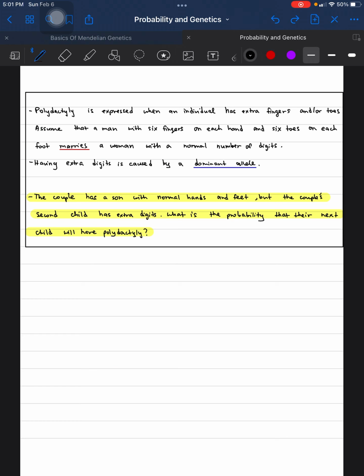The first question says polydactyly is expressed when an individual has extra fingers and or toes. Assume that a man with 6 fingers on each hand and 6 toes on each foot marries a woman with a normal number of digits. Having extra digits is caused by a dominant allele. The couple has a son with normal hands and feet, but the couple's second child has extra digits. What is the probability that their next child will have polydactyly?